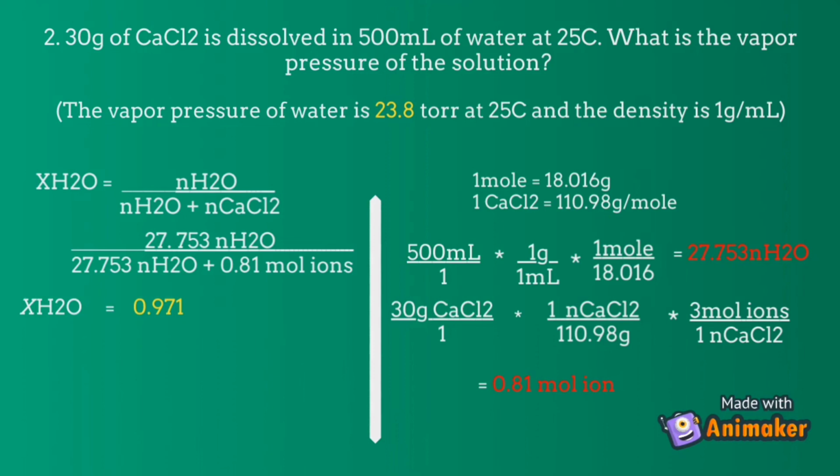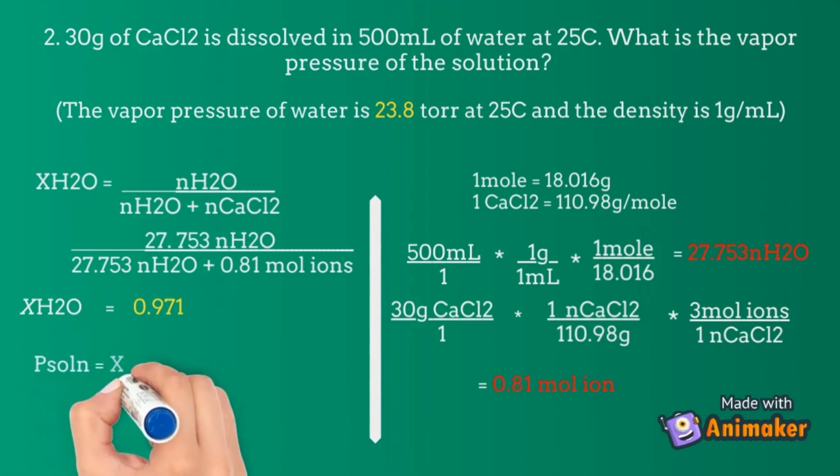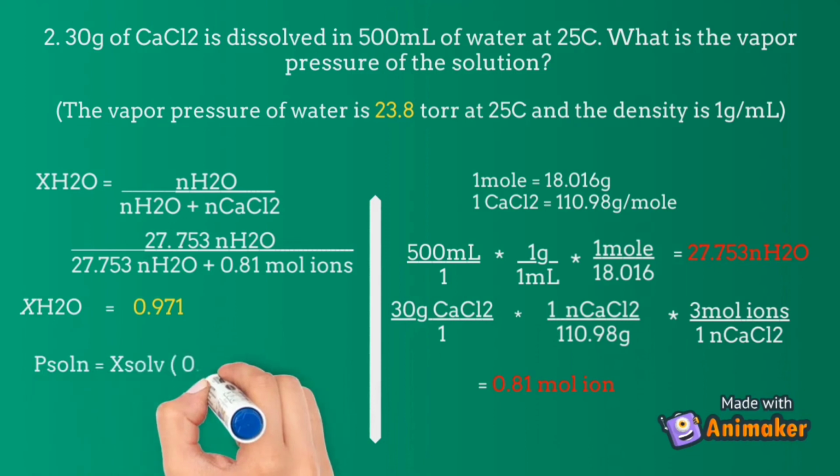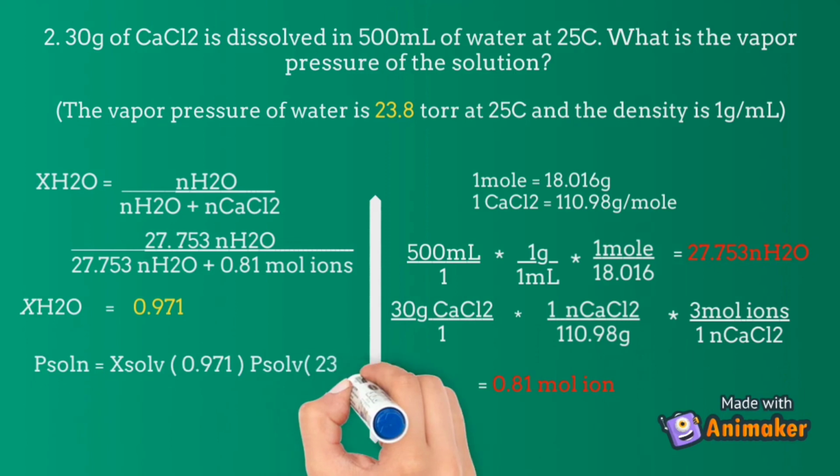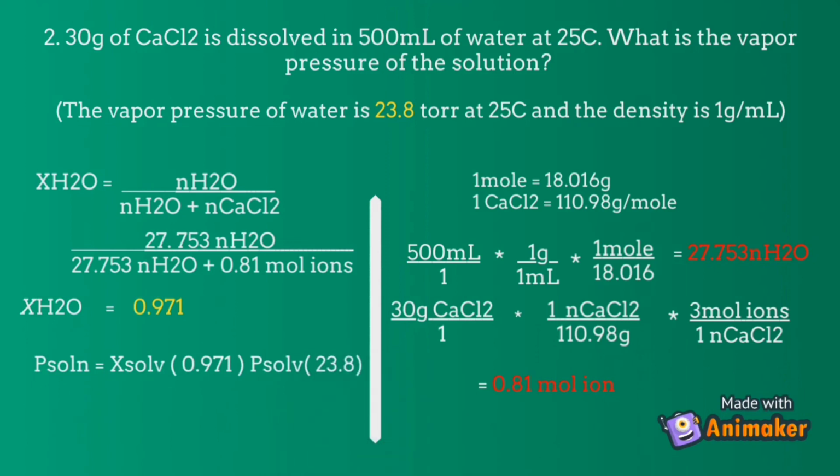Now that we already have our X solvent and our P solvent, we can solve our P solution, or the vapor pressure of the solution. We have our X solvent, 0.971, times our P solvent, 23.8. We multiply and solve, and we got our P solution is equal to 23.109.